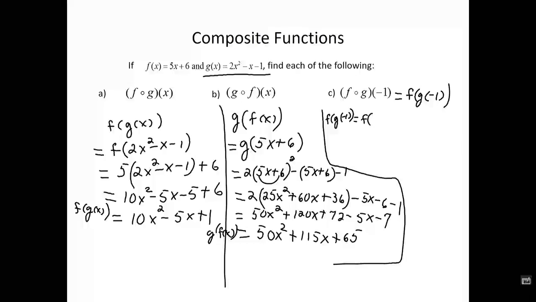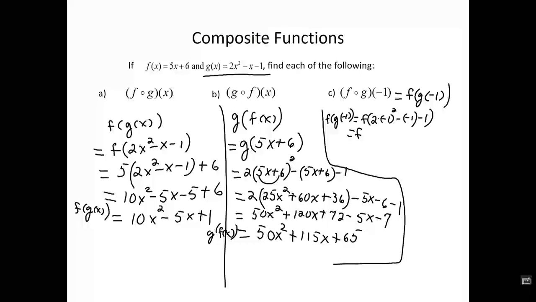Well, here's g. So I need to now evaluate g at negative 1. So at negative 1, g is going to be 2 times negative 1 squared minus negative 1 minus 1. All right, let's simplify this.